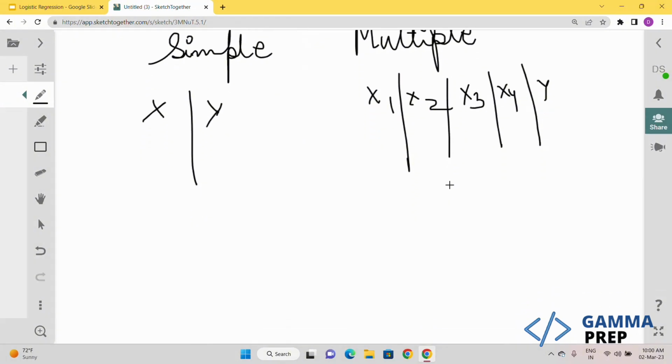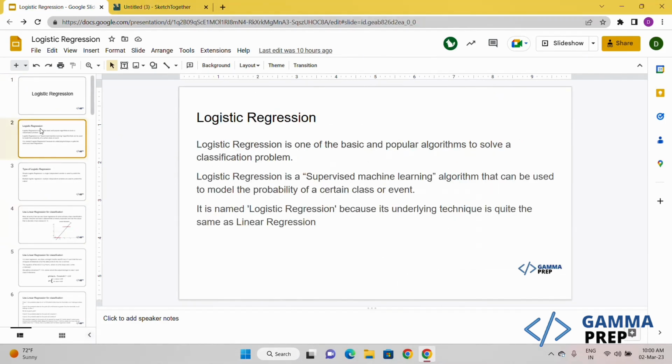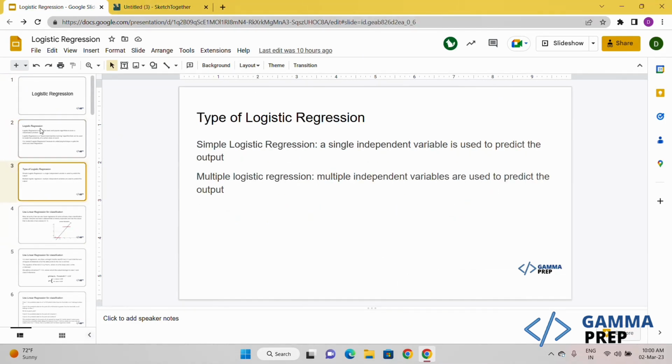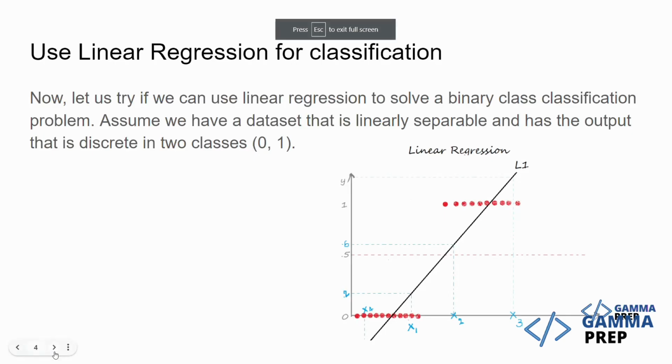Okay, now let's try to see if we can use linear regression for our classification. So this is something that we discussed. This is also something that we discussed. Now let's move here. So let us try to see if we can use linear regression to solve a binary class classification problem. Obviously, classification can be either binary class or there could be multiple classes, but we are restricting ourselves to binary class here. Okay. So we have the data points like this.